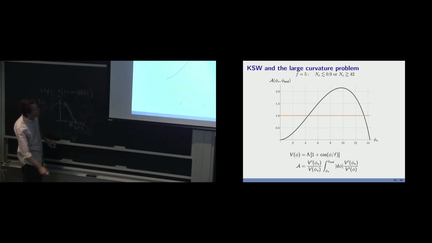Of course, it depends on f. I'm not saying this always works. But then, when you have enough e-folds, you transition into a region which is allowed again. So this would be not allowed, and this would be allowed again. So you either have no inflation or a lot of inflation.